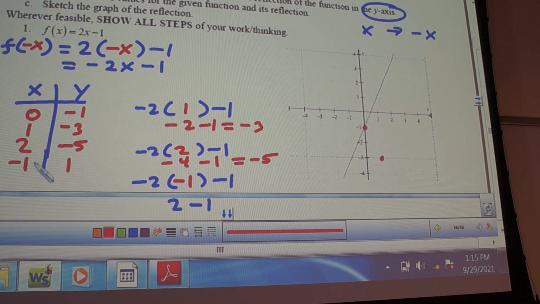Next one. 2, comma, negative 5. I start at 0. I walk 2 to the right. And then negative 5. Do I go up or down? I take the elevator down to the 5th floor. 1, 2, 3, 4, down here.